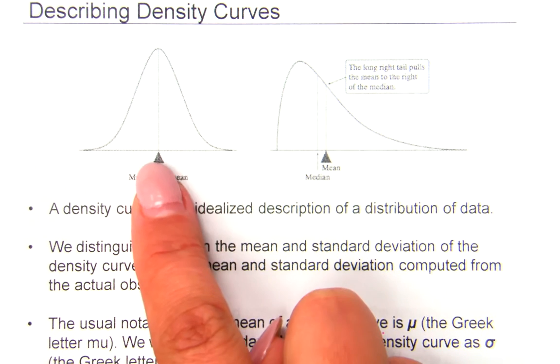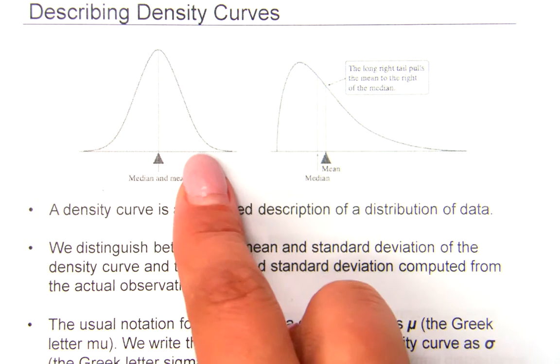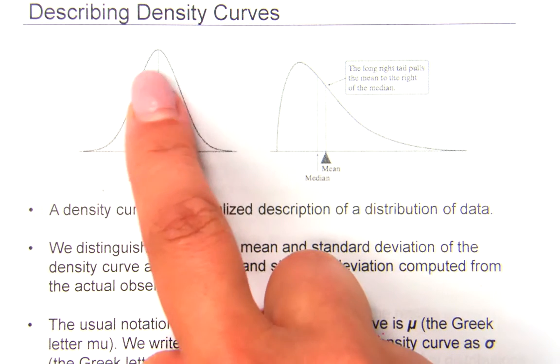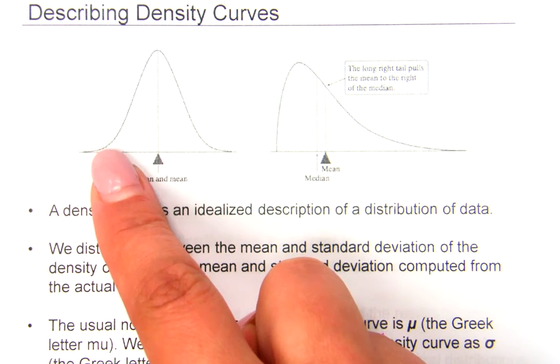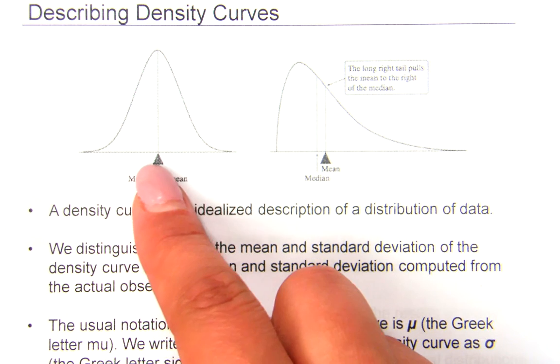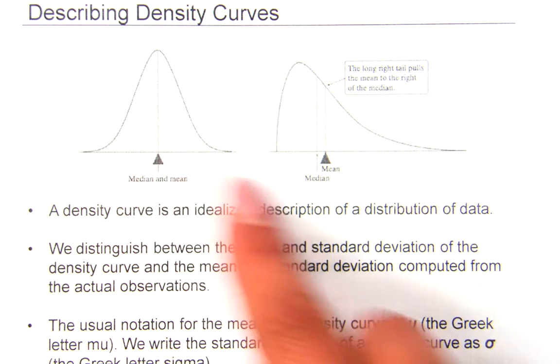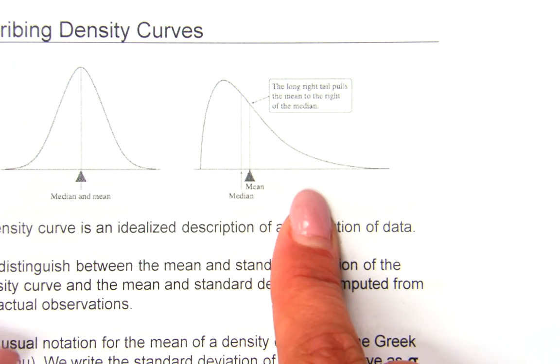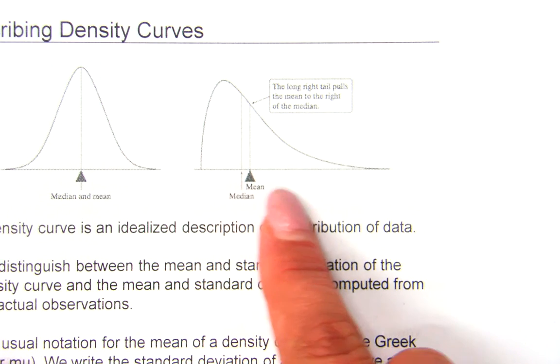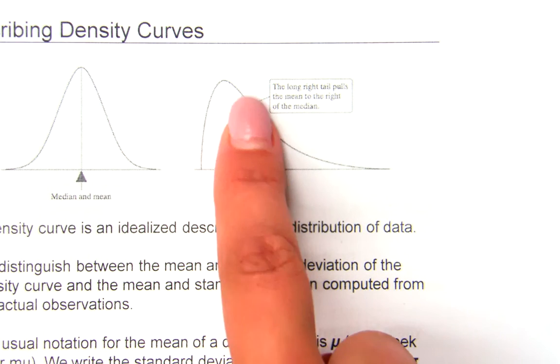So if you have roughly symmetric data points, you can simulate it using a curve, or your density curve, and then your mean and your median are going to be right in the middle, balancing everything out. But if it's right skewed, then your mean is going to get pulled towards the tail. Your median is still going to be in the middle.